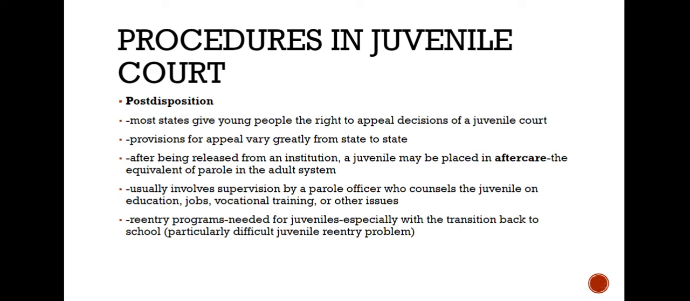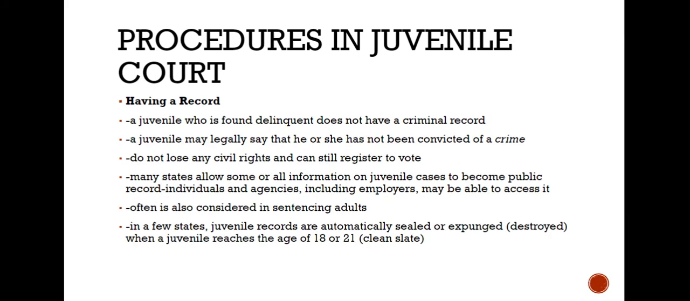Now, if you're in the juvenile justice system, you do have a record. So the last two slides here are going to have to deal with having a record. If you're found delinquent, you don't necessarily have a criminal record. Especially if you're found delinquent but the judge let you go, you don't have a juvenile record. Be sure you get that down.